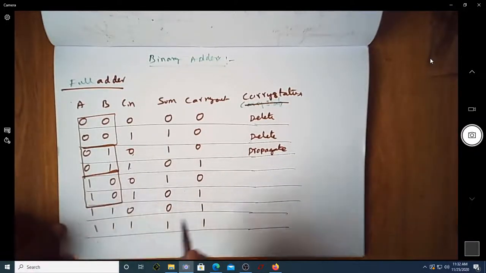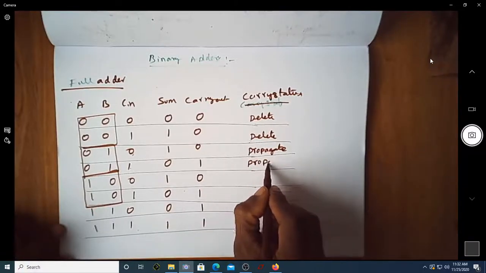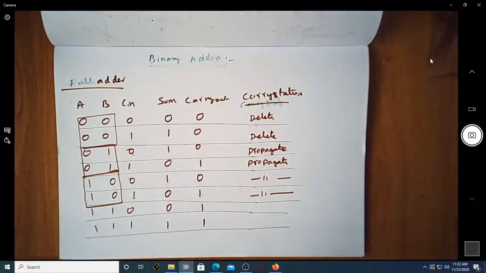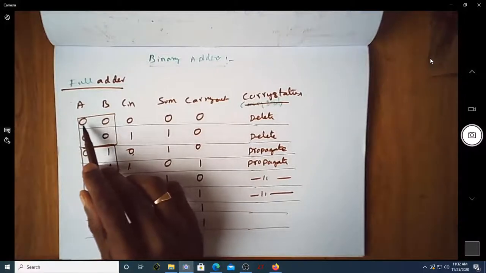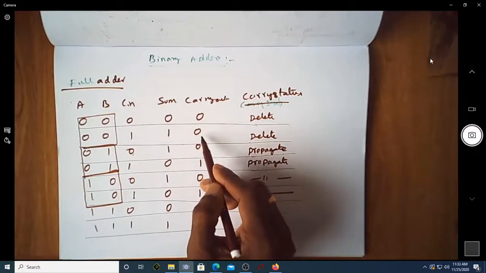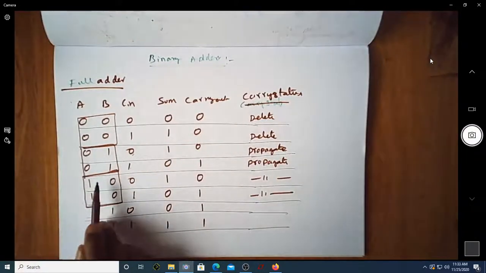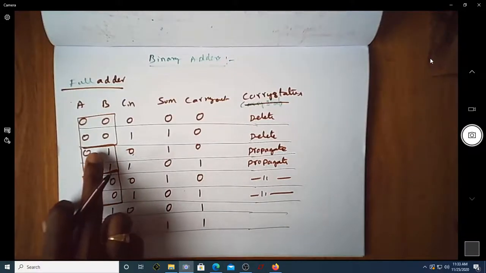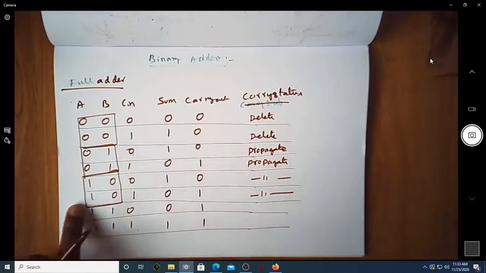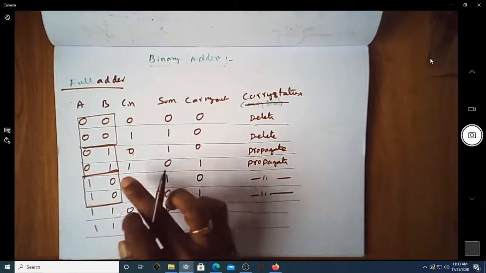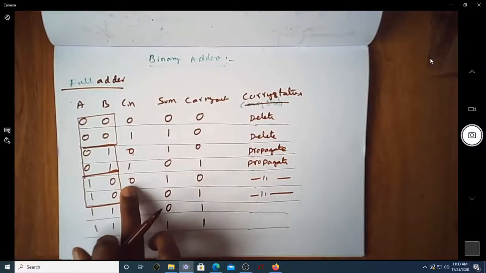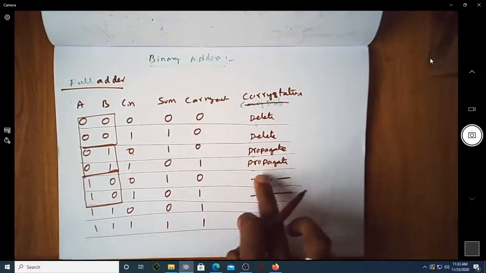So any one of them has to be 1, and I will say this is propagate. This is again propagate, and this again propagate. Meaning, in the first two combinations where A and B are 0 0, irrespective of the carry input, carry out is 0. In these 4 combinations, either A is 1 or B is 1, and if you compare C in and C out, they are exactly the same, meaning whatever is C in is carried down to C out. That's why we call it propagate.